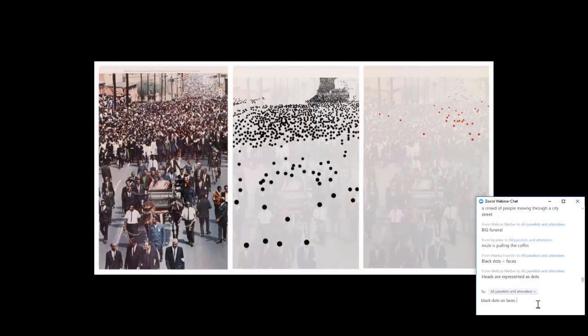So we're noticing the dots, we're noticing the color of the dots. We've got black dots, perhaps they're equaling faces. The heads are represented as dots. So data points, right, not a human crowd. And then the photo is opaque, right? So the photo is obscured in a lot of ways. We can still make it out a little bit, but certain people are being singled out, right? The dots make a shape of their own too, right? Right, absolutely.